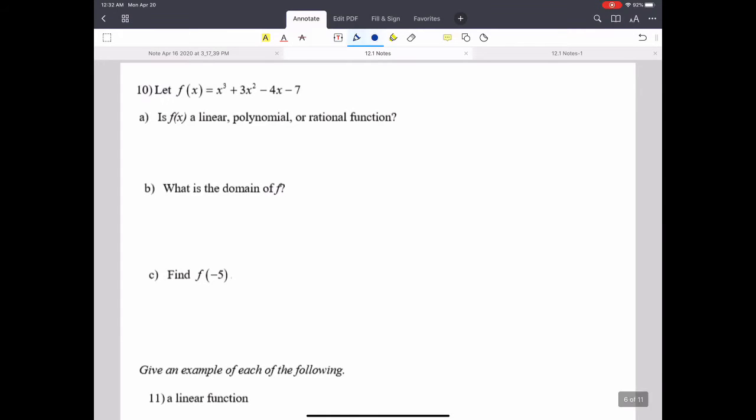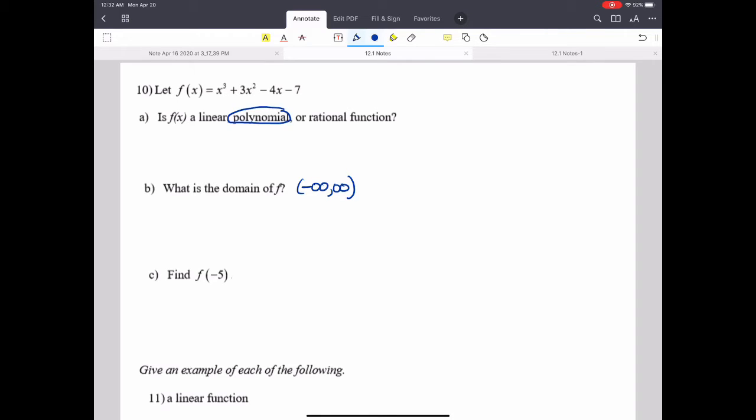Okay, so now looking at number 10 here, we've got let f of x equal x cubed plus 3x squared minus 4x minus 7. First of all, we want to figure out, is this linear? Is it polynomial? Is it a rational function? Well, it is polynomial. What is the domain of f? Well, that's easy. It's going to be all real numbers.